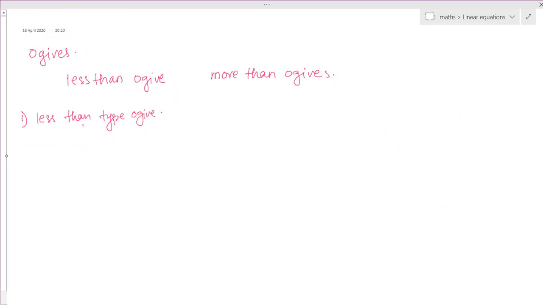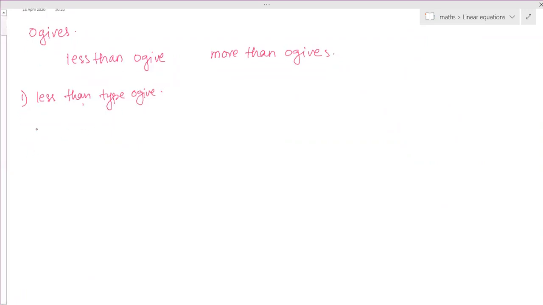In the less than type ogive, there is only one difference. Whatever you do normally in the median part, finding cumulative frequency, is the same, but the class intervals you have to take as less than values. Class interval you have to write as less than value.